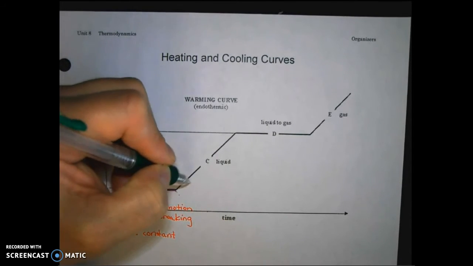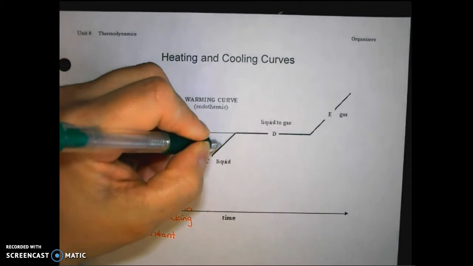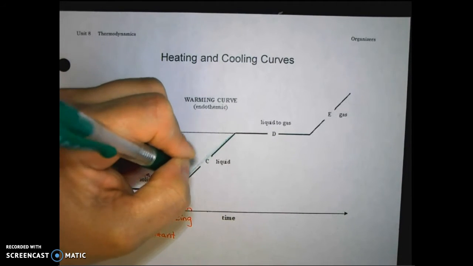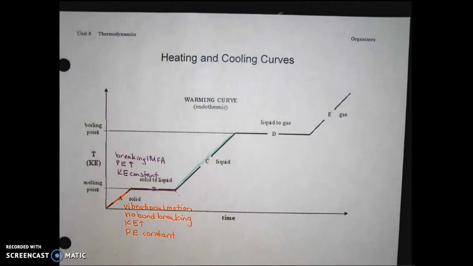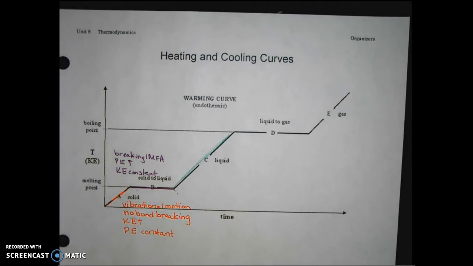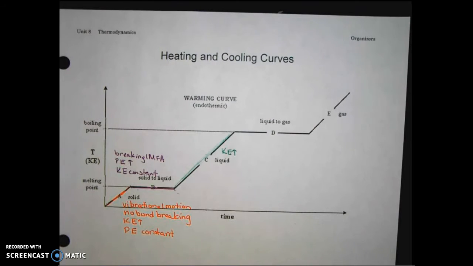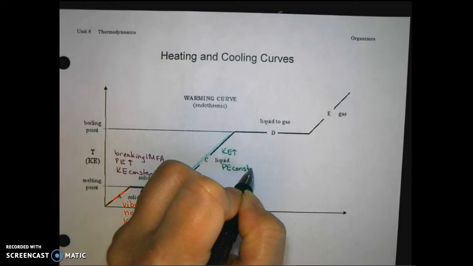Okay, so once we've melted the ice, now we're going to increase the temperature. This is a very thin pen. We're going to increase the temperature along the second diagonal, which doesn't come out very well. And so what we're doing here is, once again, because we're at a diagonal, hang on, I got to get a new pen. Because we're at a diagonal, we are increasing the kinetic energy once again. So the kinetic energy is going up. The potential energy as a result is constant. We are no longer breaking any IMFAs.